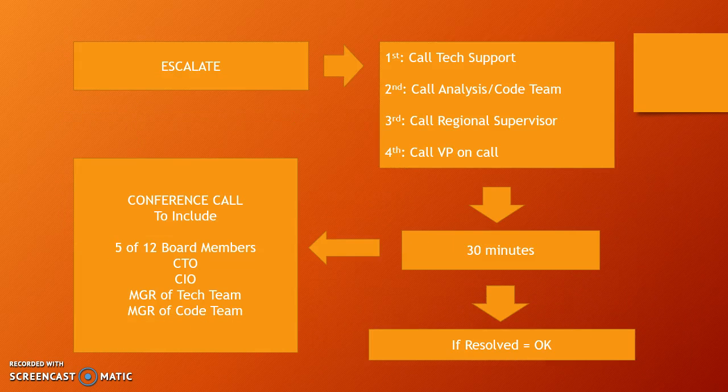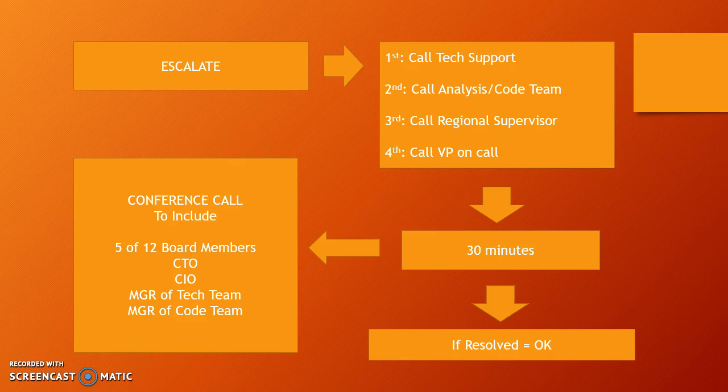Escalate means, first, we call the tech support team. Second, we call the analysis code team. Third, we call the regional supervisor. And fourth, we call the VP on call to let them know what's going on. Now the 30-minute window begins. If we're able to resolve it in 30 minutes, we're okay. If not, we have to escalate to the next level, which is called the conference call.